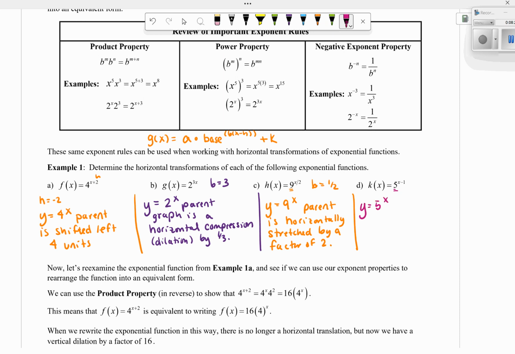And then for this last one, the base is 5, so y equals 5 to the x is the parent graph, and we can see that this is an h value equal to 1. So y equals 5 to the x, the parent graph, is shifted right 1 unit.